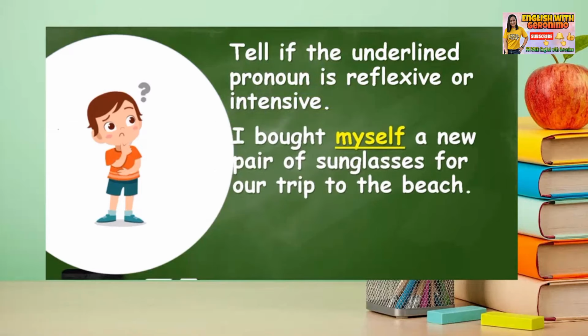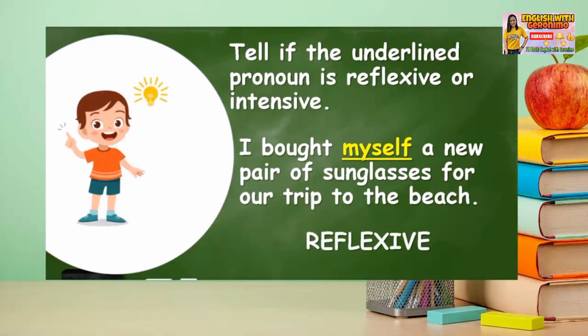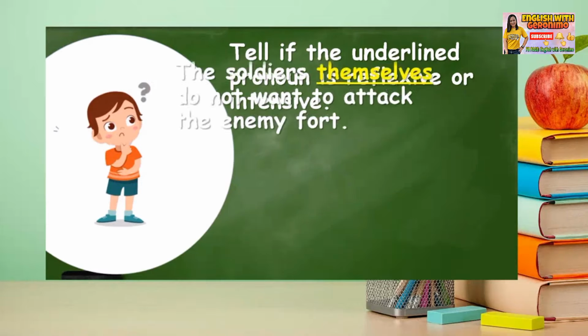Let's begin. Here is the first sentence. I bought myself a new pair of sunglasses for our trip to the beach. Is the underlined pronoun reflexive or intensive? Good job! Myself is a reflexive pronoun because myself acts as the object that receives the action of the verb bought. Removing it in the sentence would change the thought of the statement.